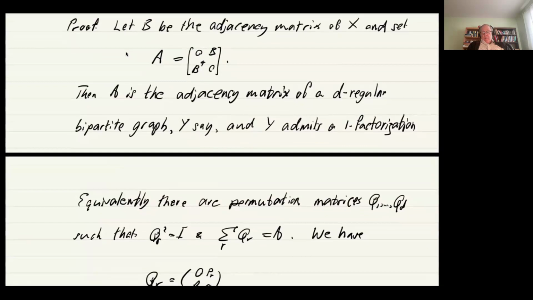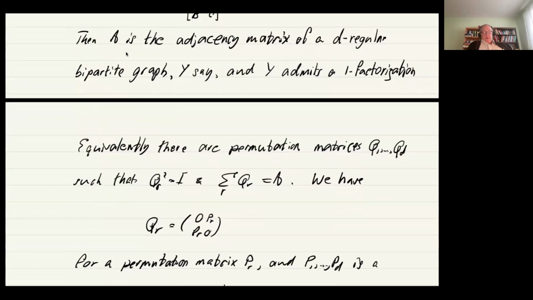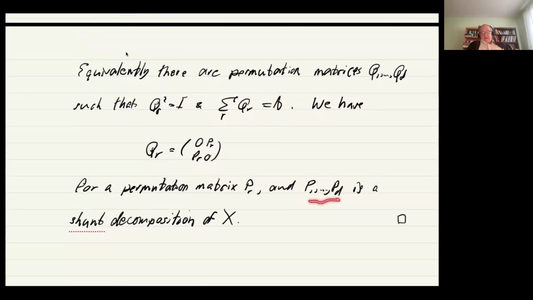So that says there are permutations Q1 to Qd, such that each squares to the identity, and the sum is equal to A. Now, if you've got permutations that sum to A, they have to be 0 on this block and 0 on that block. And so those permutations can be written in this form. There probably should be a transpose there, but let's not worry. And so then these give you a shunt decomposition of X. So every d-regular digraph has a shunt decomposition. Okay, so there are lots of shunt decompositions.